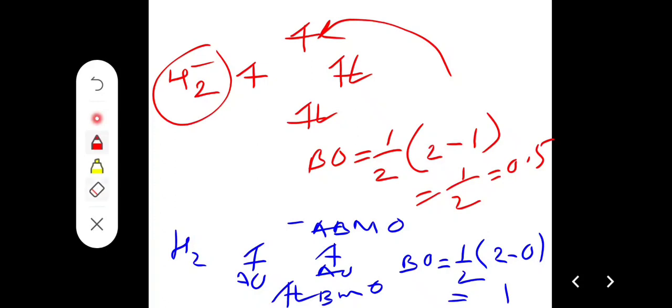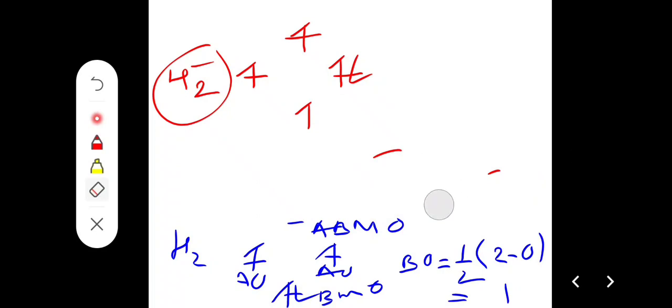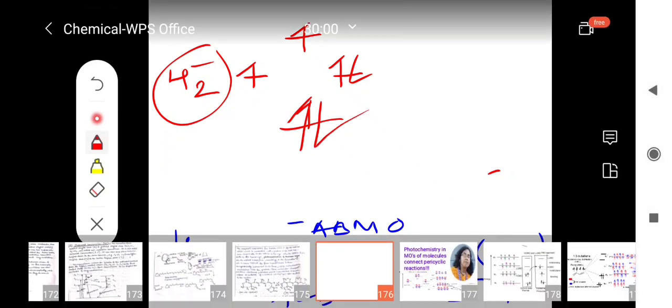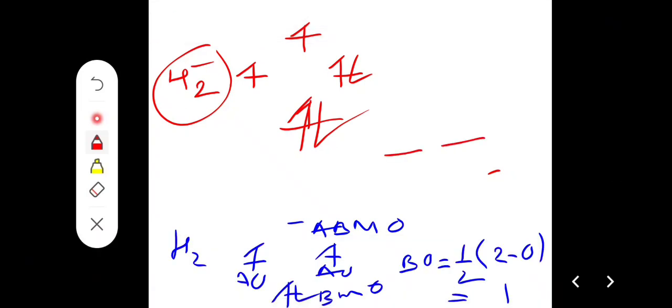Now always remember, when filling electrons, one electron is filled first and then the other electron, maintaining Hund's rule. If there are two degenerate levels, the electron goes first here, then there, and then again there.